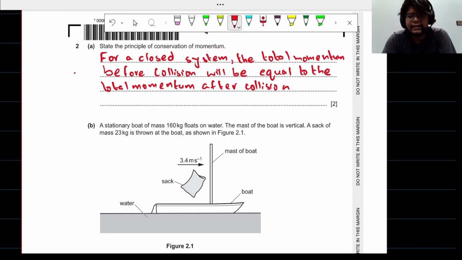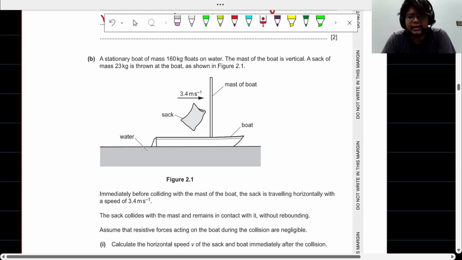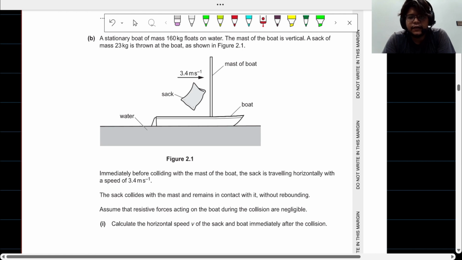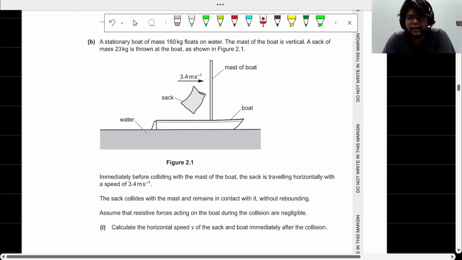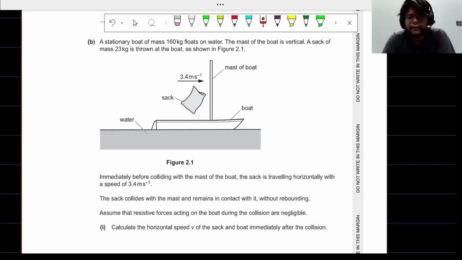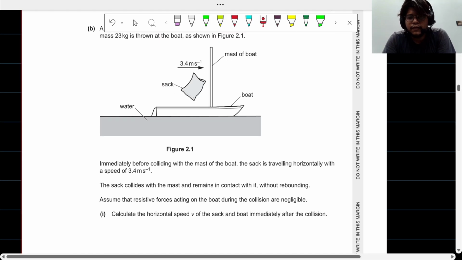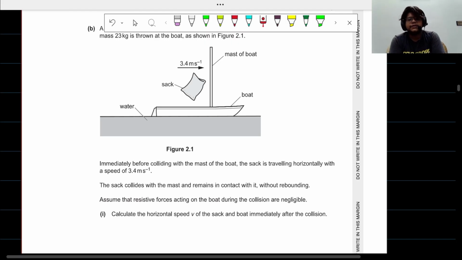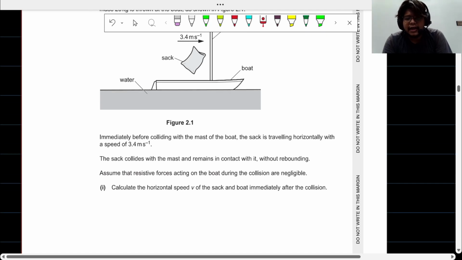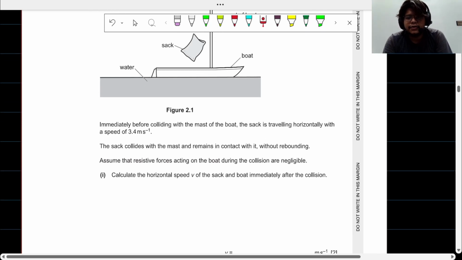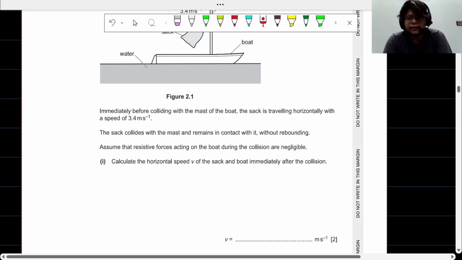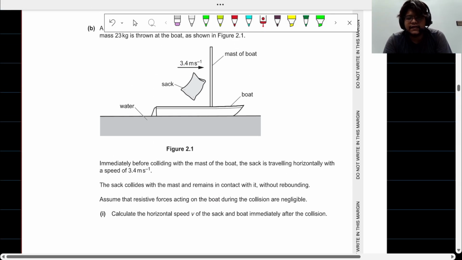Then in the next part, part B, it says that a stationary boat of mass 160 kg floats on water. The boat has a vertical mast, and a sack of mass 23 kg is thrown at the boat with a velocity directed towards the right with a magnitude of 3.4 meters per second. The sack collides with the mast and remains in contact with it without rebounding. Assume there are no resistive forces. Calculate the horizontal speed v of the sack and boat immediately after the collision.